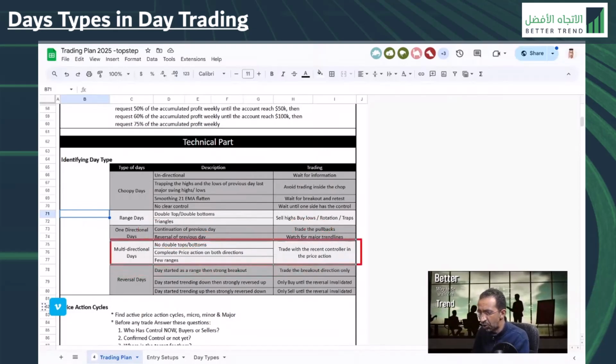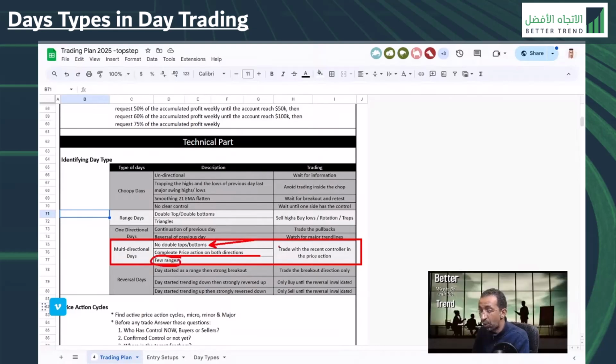Multi-directional day. No double top, no double bottom. Complete price action in both directions, and there are a few ranges. How to trade it? Trade with the recent controller in the price action. Who has control? Trade with him.